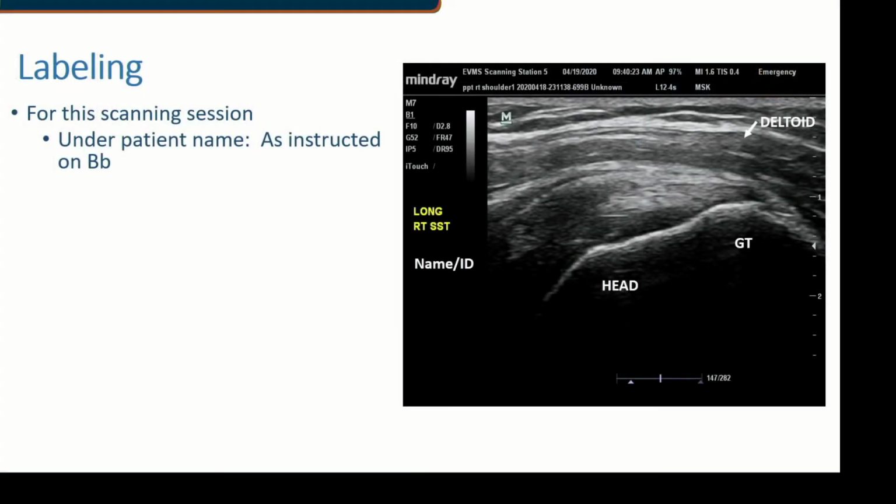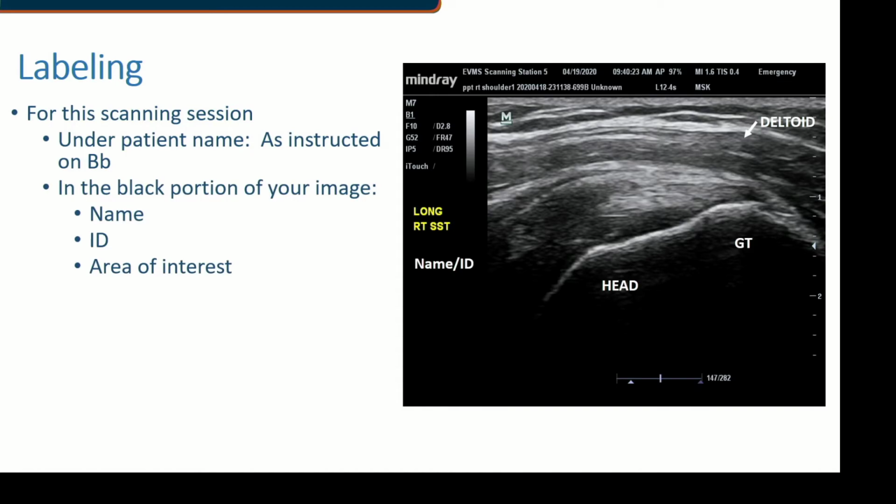So, labeling for this session is going to be just as instructed on Blackboard, and as I showed you briefly, you're going to be putting in shoulder, you may be putting in SST for supraspinatus, and under first name you're going to be putting in the name of the class that you're in. Be sure that when you label that you must include your name and ID and the area of interest. So for the supraspinatus, a common way to abbreviate it is SST. So writing long, right SST if that's doing the right shoulder, or left SST doing the left shoulder.